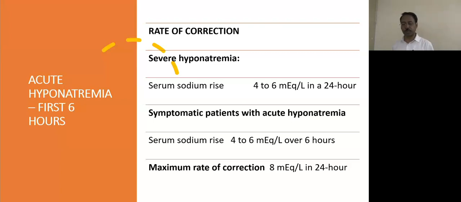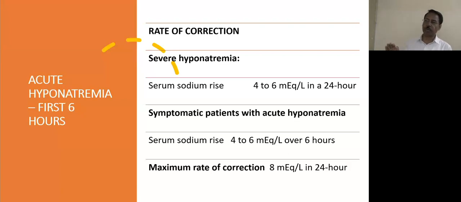If a patient comes with acute hyponatremia, during the first 6 hours the rate of correction for severe hyponatremia should be a rise of 4 to 6. Previously, a 10 to 12 milliequivalent rise was what people used to talk about, but they have found that more than 10 to 12 carries a very high risk for osmotic demyelination. Less than 4 doesn't really help. So 4 to 6, going maximum up to 8, is the goal of daily correction.